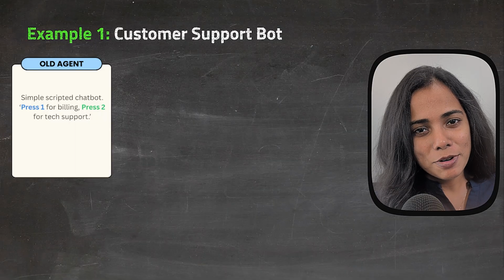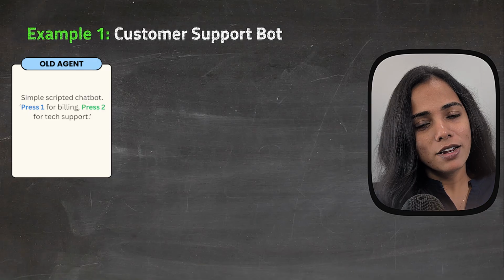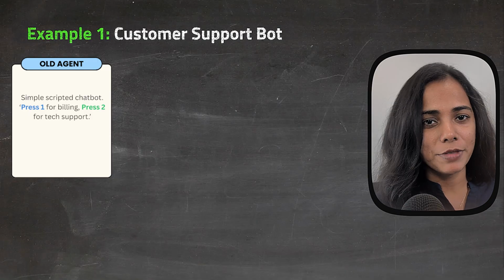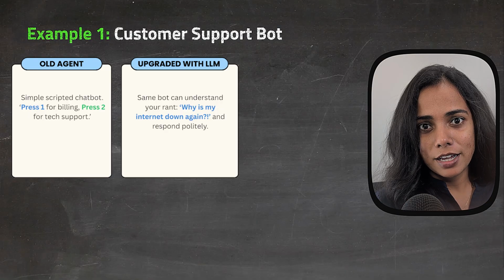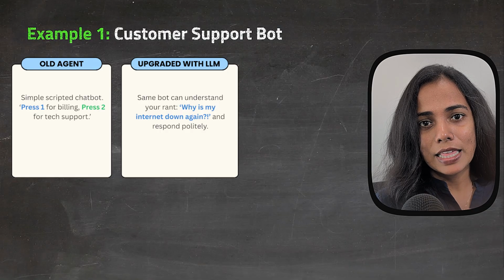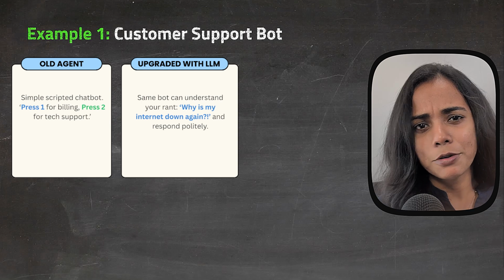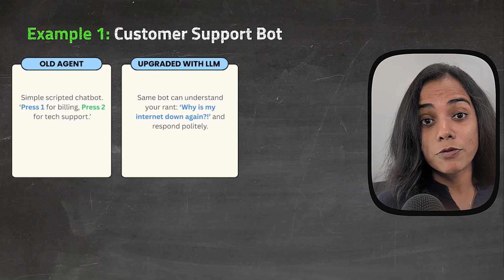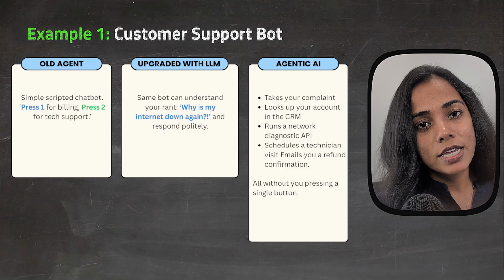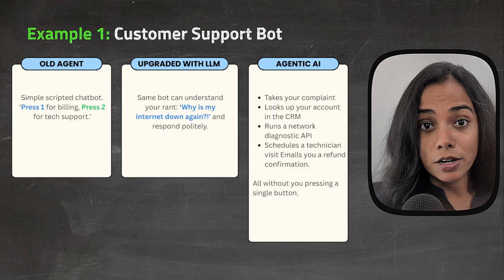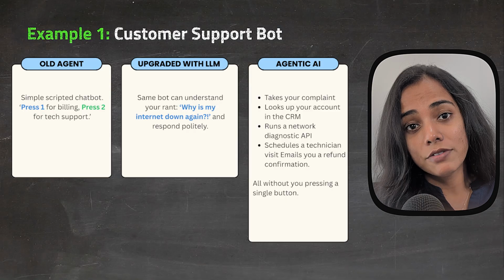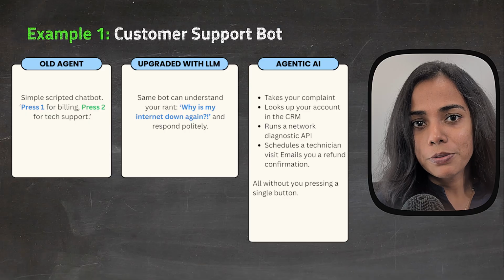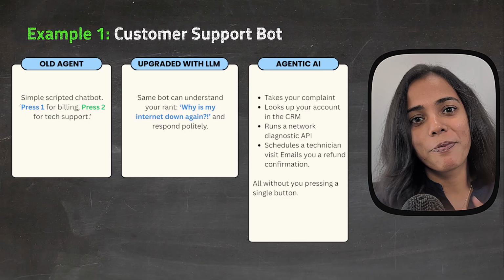So the old customer bot would just be like, oh, press 1, press 2, if you have this problem, then press 3. That's how the customer bot usually works, right? But if it got an agentic AI upgrade, you could just say things in natural language like, I'm so upset. Why is my internet down? Like you could just type in your rant and the bot would have the ability to go look you up in the CRM, run a network diagnostic for you, email a technician to come take a look if needed, and also issue you a refund without you having to press a number of buttons.